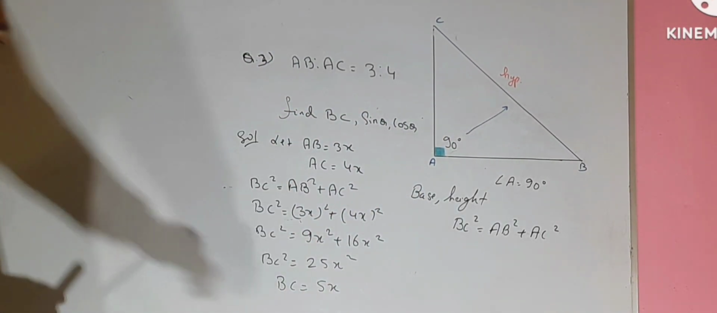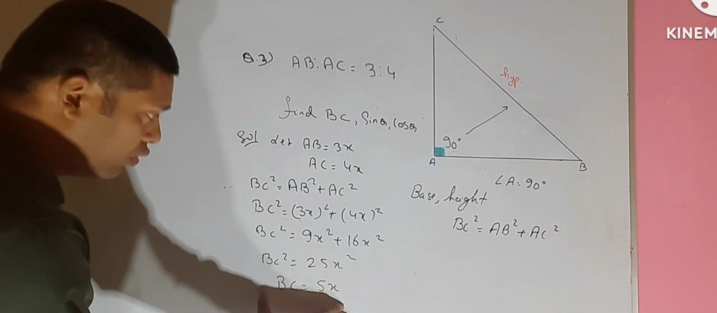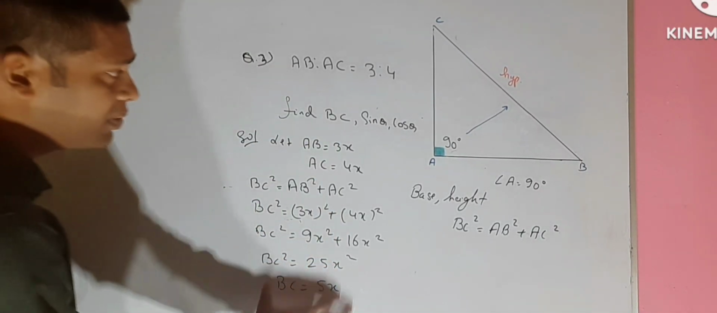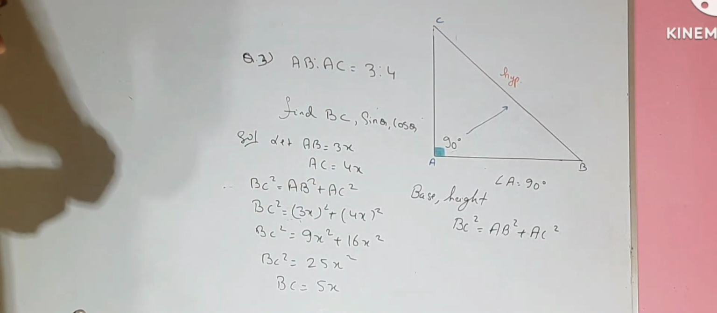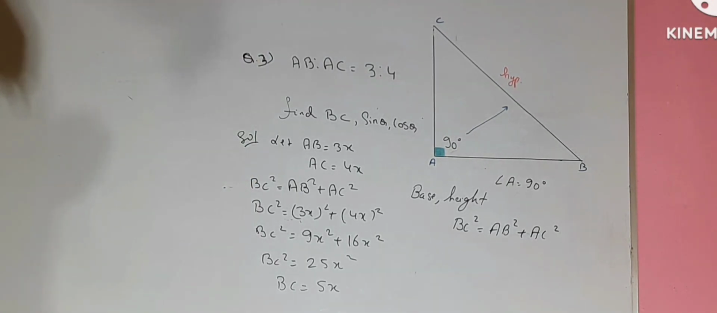Okay, the same thing you will have to copy down. Including this one, some more steps we need to find. We got BC, now we have to find out sine theta and cos theta. Sir, what do you mean by sine theta? These are trigonometric functions.